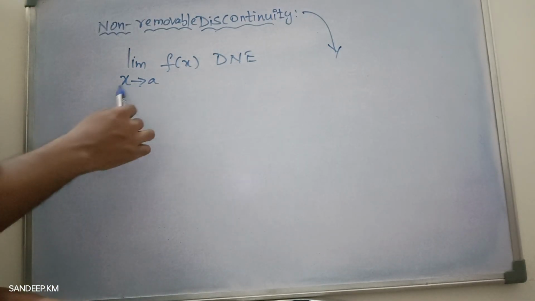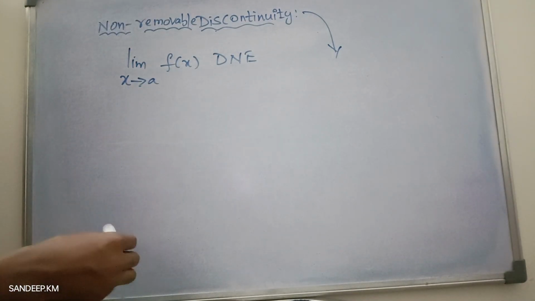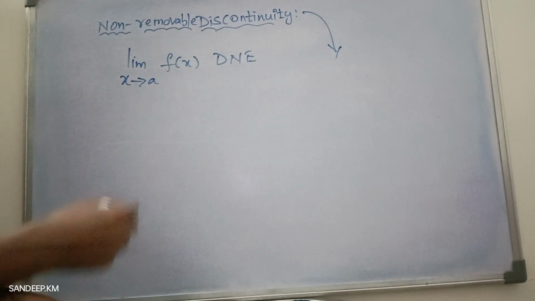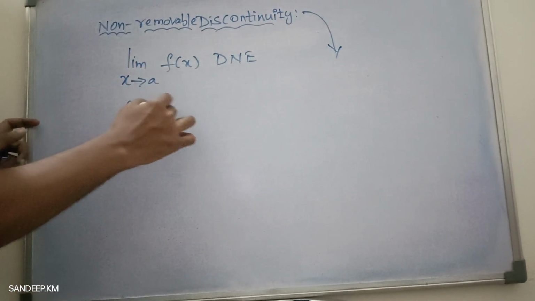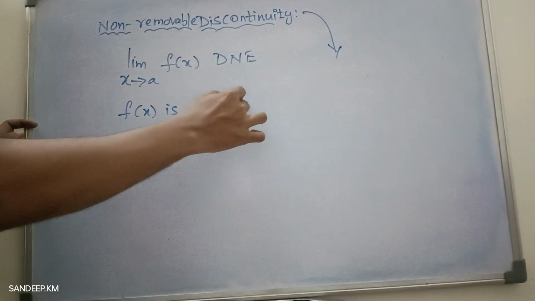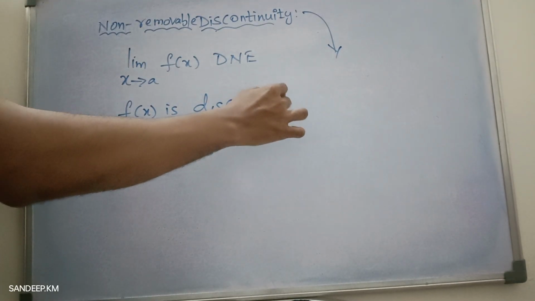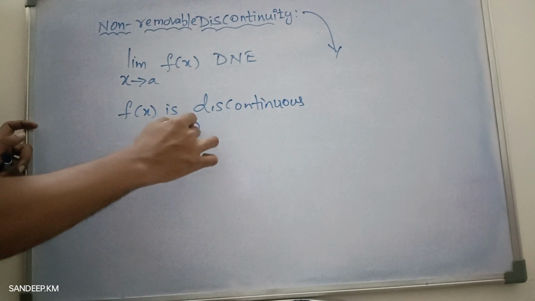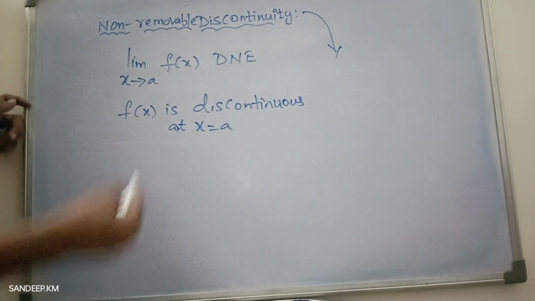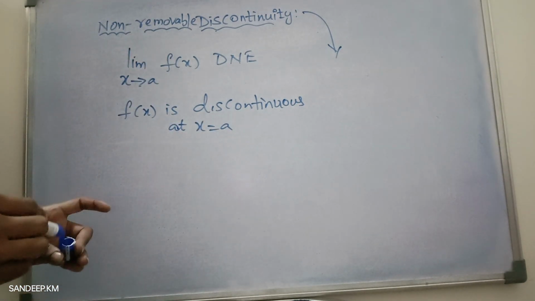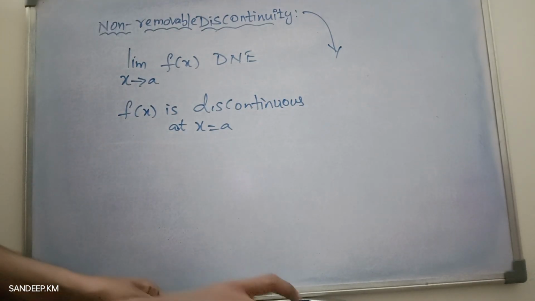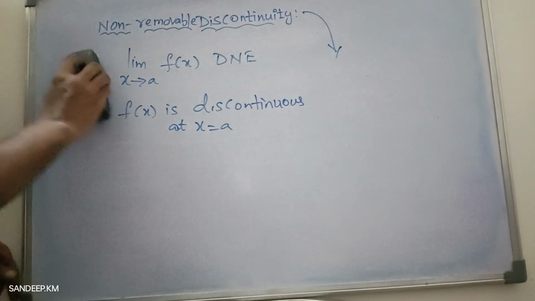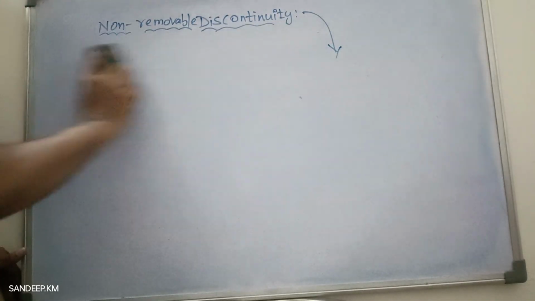So whenever limit x approaches a, f of x does not exist, obviously for various reasons, we say that f of x is discontinuous at x equal to a. And what type of discontinuity is it? It is non-removable discontinuity. There are three types of non-removable discontinuities. Let us see the first one, which is finite type discontinuity.